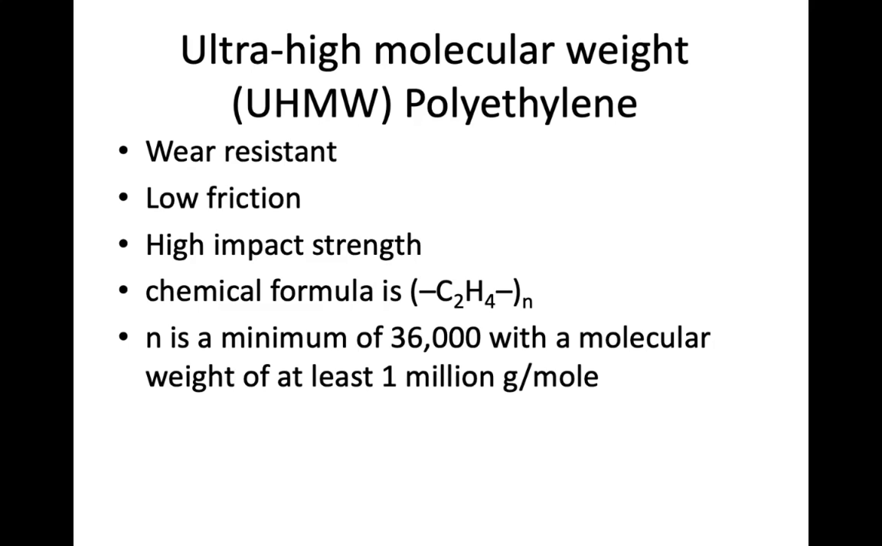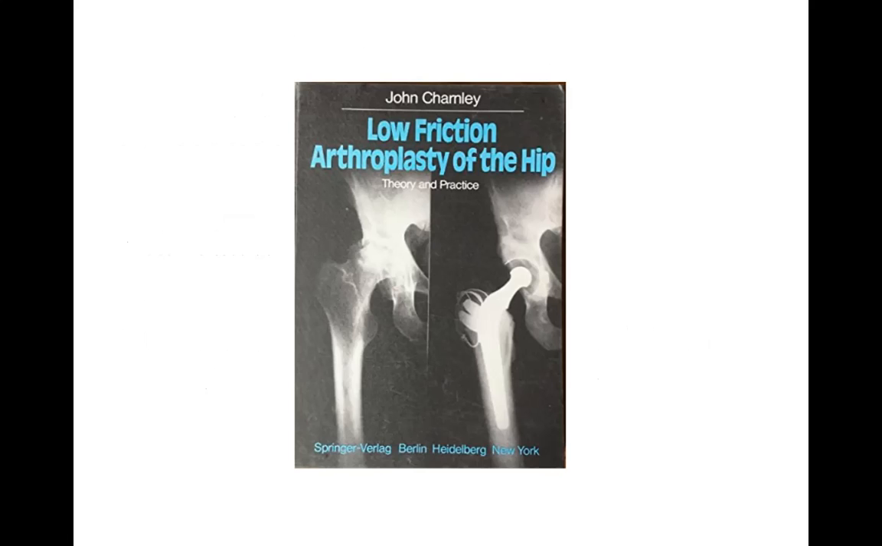And wear especially affected high molecular weight or conventional polyethylene. Although wear is a problem, it's relatively wear resistant compared to other materials, with low friction and high impact strength. It's essentially a polymer of C2H4, and it's ultra-high molecular weight, with a molecular weight of at least 1 million grams per mole. And conventional polyethylene allowed low friction arthroplasty of the hip, which was a major advancement for orthopedics.